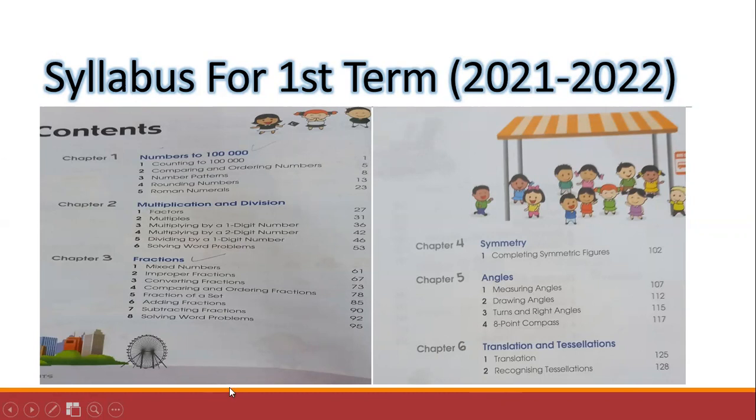You will see chapters 1 to 6 are covered in your first term syllabus, and you will write the whole syllabus in your copies. Then next you will start your classwork that will be conducted in your first unit session today. Is it clear, class? So let me start now.